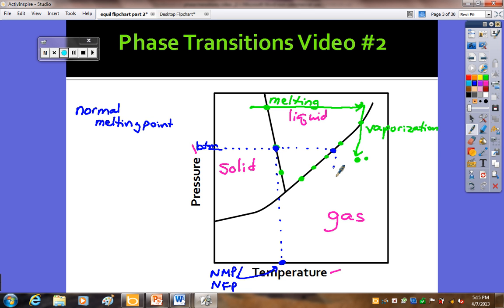Drop down your temperature and this will be your normal boiling point. So normal melting point is the temperature at which a solid becomes a liquid at 1 atm. Normal freezing point is the temperature at which liquid becomes a solid at 1 atm. Normal boiling point is the temperature that a liquid becomes a gas at 1 atm. But boiling point in general is any temperature where a liquid becomes a gas at the given pressure.